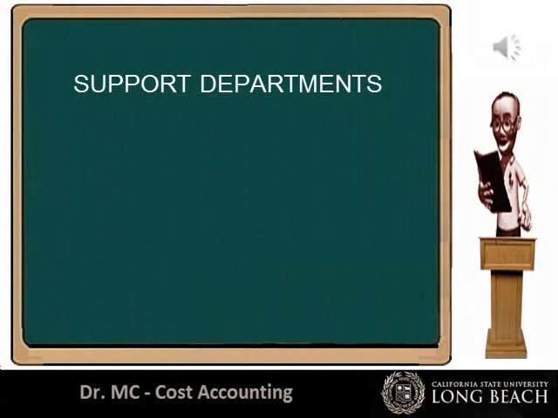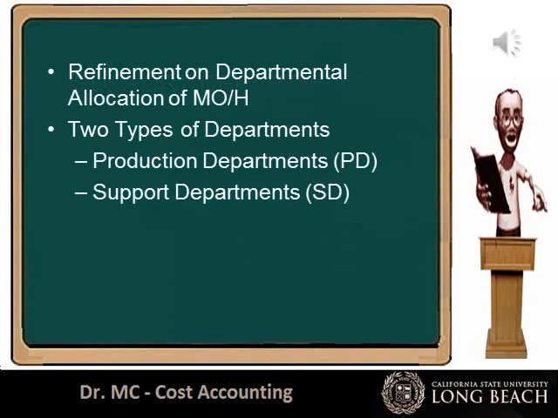In this lecture, we will discuss the use of support departments to allocate manufacturing overhead to units produced. This is a refinement of allocating overhead using separate departmental application rates. When we did that before, we divided the factory into departments that produced the products. This time, we will divide the factory into more departments.